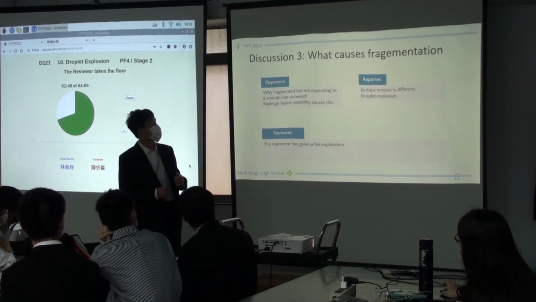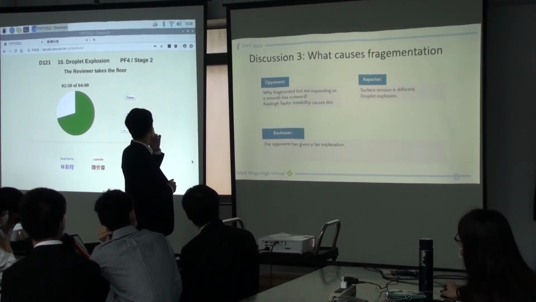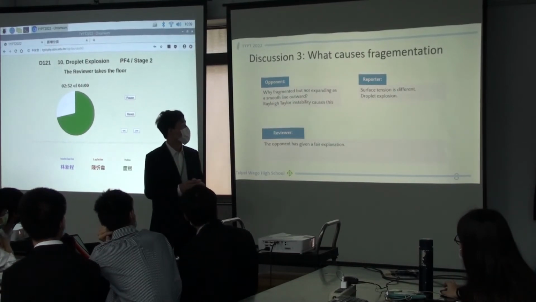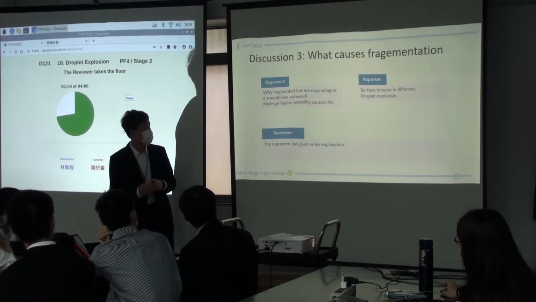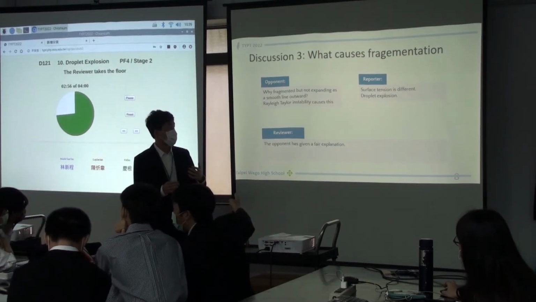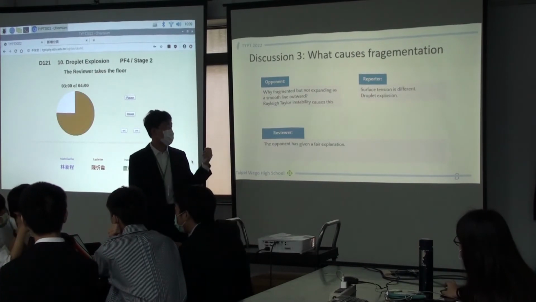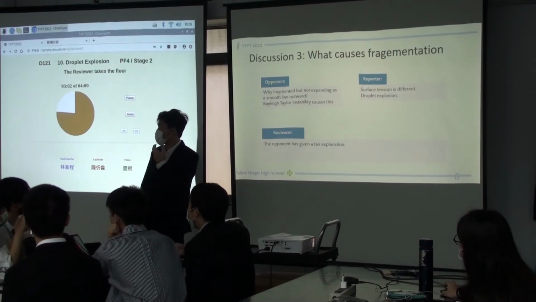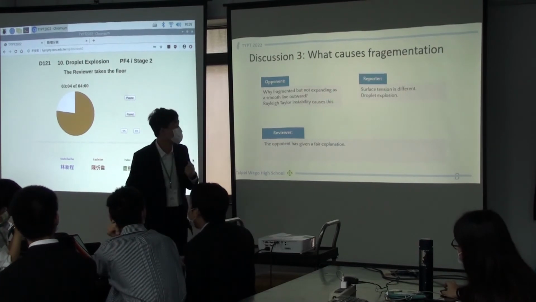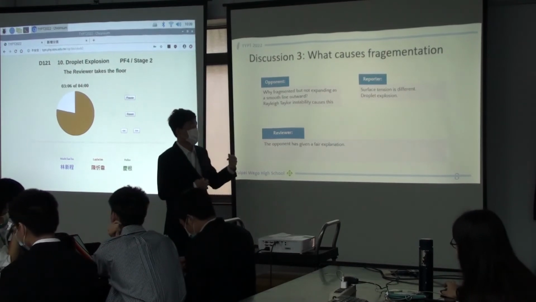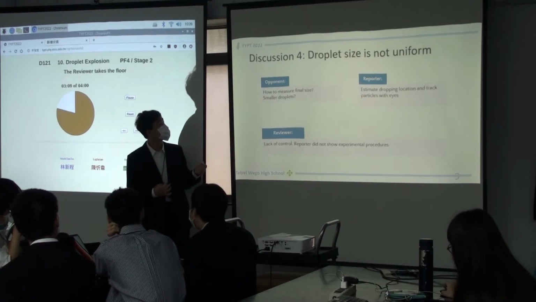And the third discussion is on what causes the fragmentation. The opponent asks about this, and why it fragments but does not expand as it moves back outward. Their answer is that Rayleigh instability causes it, and I believe they clearly explained this on the board. We think the reporter should give more explanation on this.